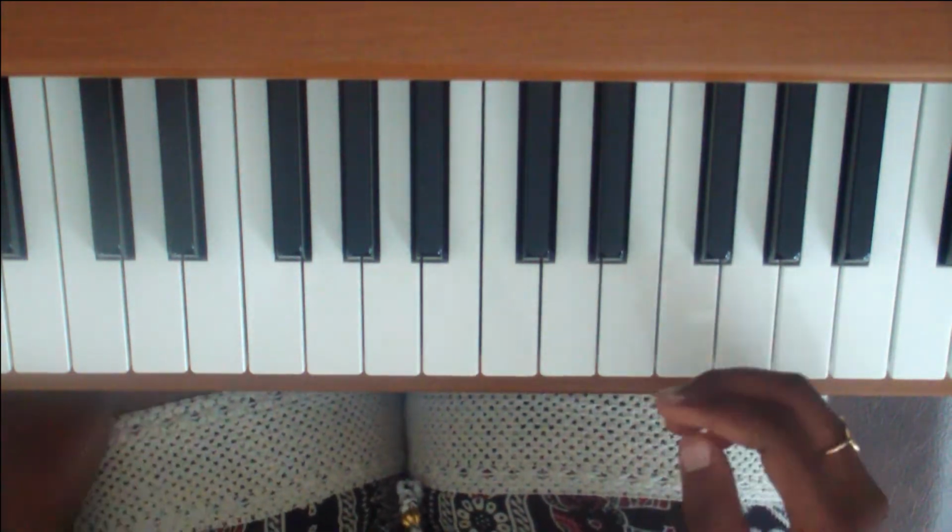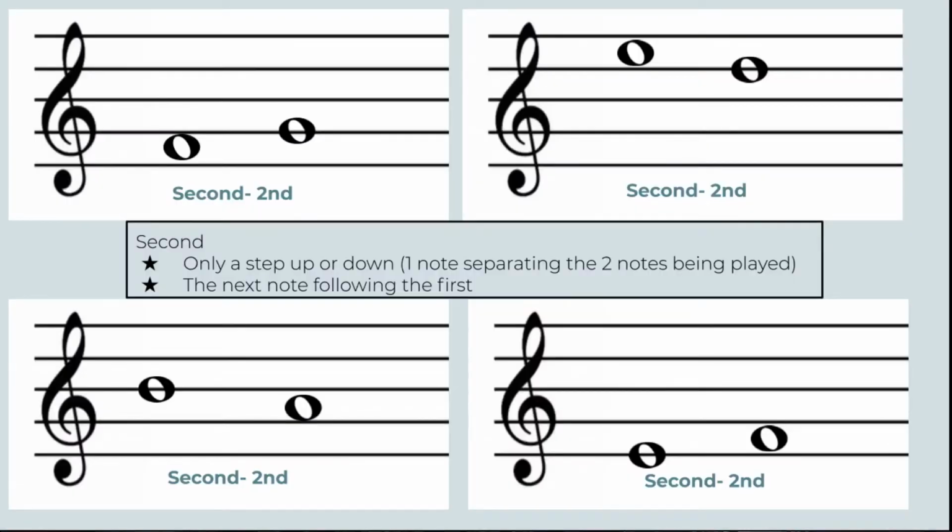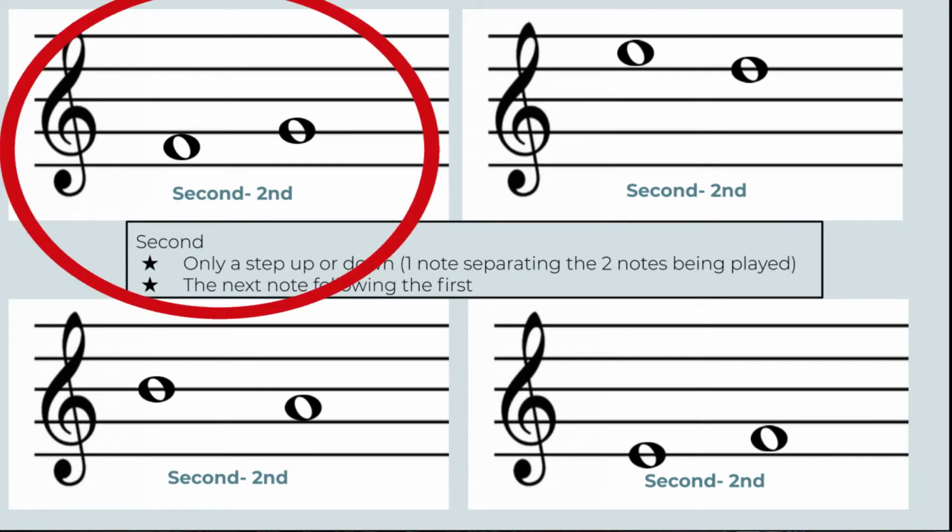Next is the second interval, which is exactly the same thing as a step, like I explained before. It is played by going only a step up or a step down from the initial key played, and there is one key separating the two notes. So let's take the first example, which is F to G. In between F and G, there is one key that separates them.